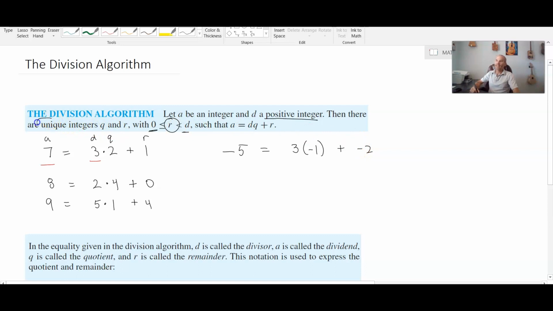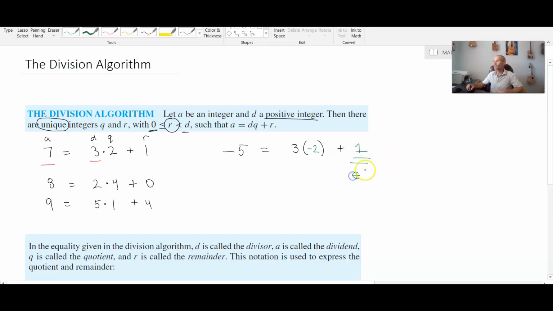And this is where the idea of unique comes in. There's only one, I held two fingers up, but just one possible value for Q and for R. So instead of using -1, what I can do is say this is -2. 3 times -2 is -6. And then to make -6 into -5, I would have to add 1. And that is valid because 1 is certainly a value that's between 0 and 1 less than 3, which is 2.